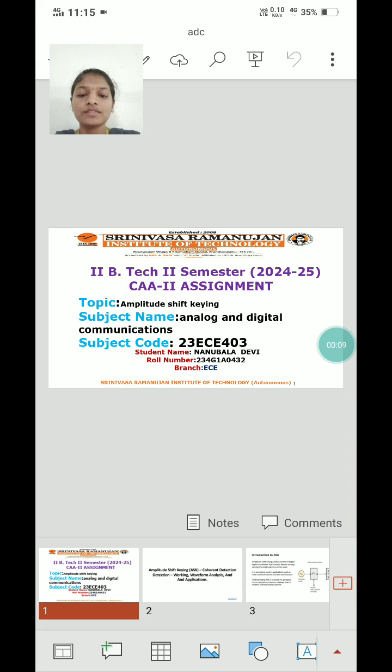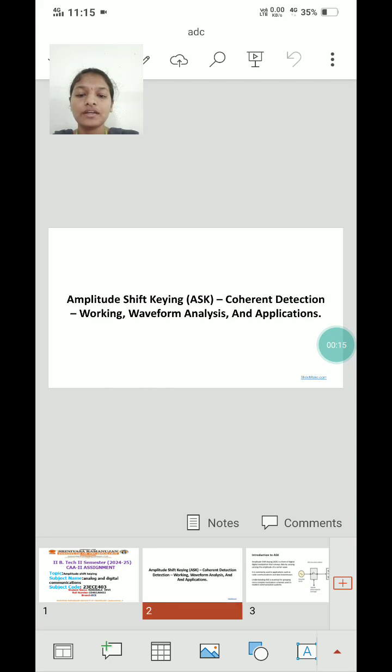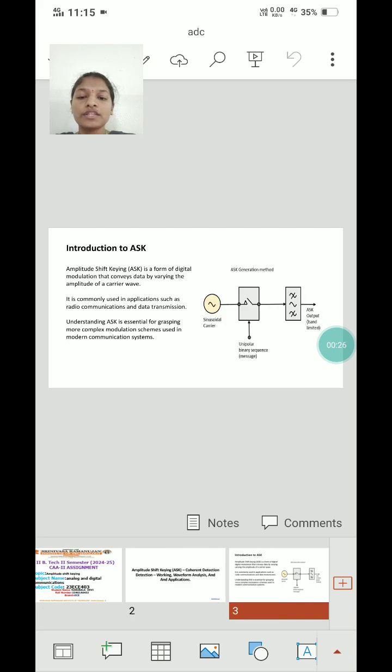234G180432, and the subject name is Analog and Digital Communications and the topic name is Amplitude Shift Keying. Amplitude shift keying is briefly explained with coherent detection, working, waveform analysis and applications. First we can go through the introduction to amplitude shift keying.